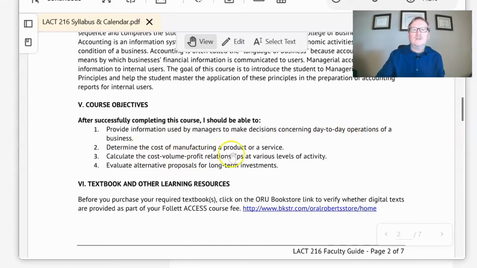Determine the cost of manufacturing a product or service. So one of the things I want to say here is financial accounting is very corporate.